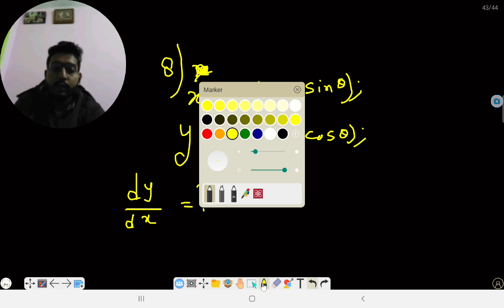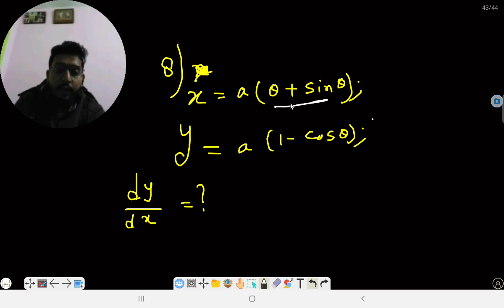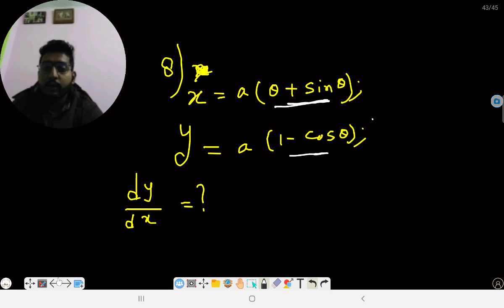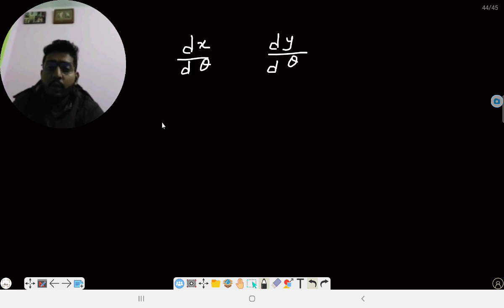Now how to solve this? So first of all, look at here, what is the parameter here? Here it is theta, here also it is theta. So x is given in theta and y is also given in theta. That means first what we need to do, what is the sketch here? First we have to find dx d theta, and then you have to find dy d theta, like this. Since here the parameter is theta, if the parameter was t, we have to find dx dt and dy dt, like this.